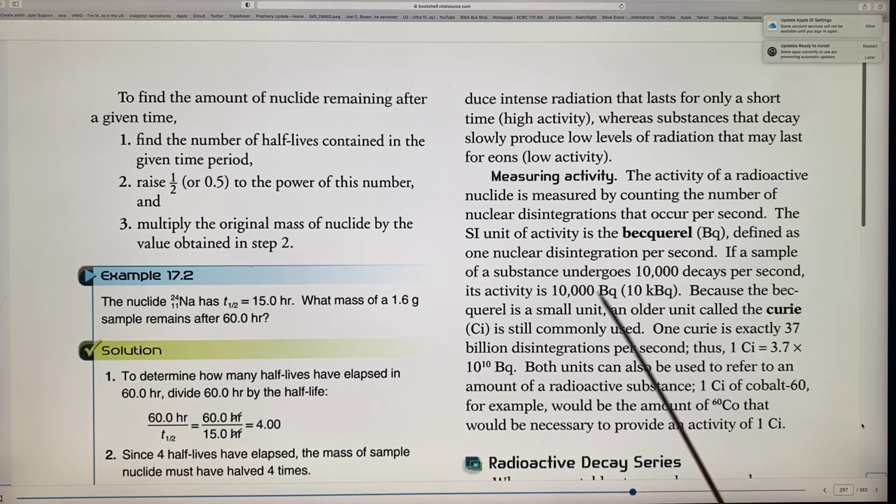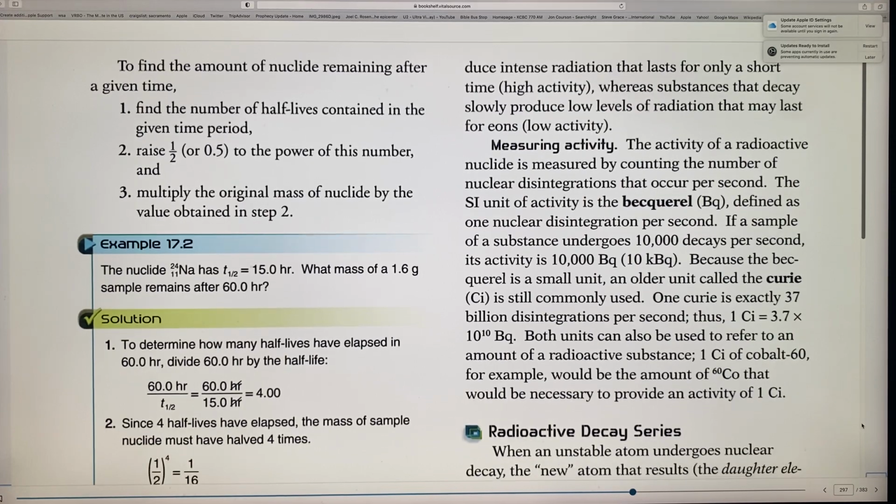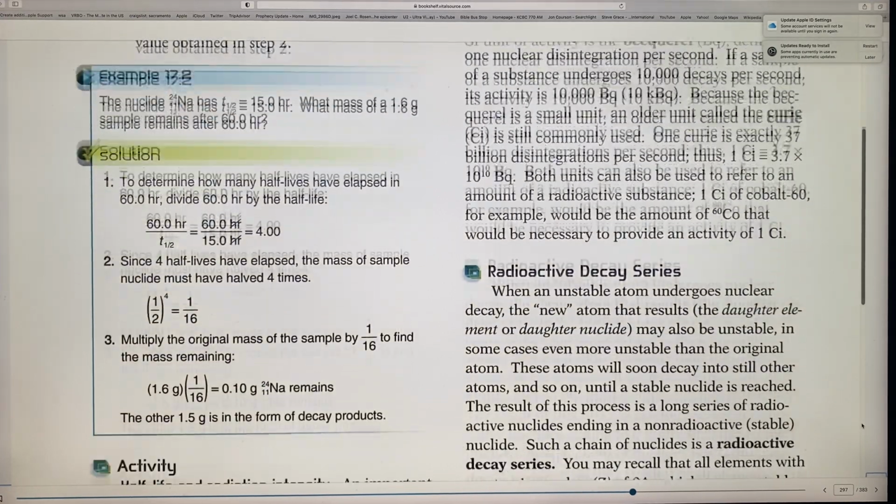radioactiveness, the activity of radioactiveness. So 1 curie is actually 37 billion disintegrations per second, and that's 3.7 times 10 to the 10th. Both units can be used to refer to the amount of radioactive substance. So we're talking about the radioactive activity of it, right? So that's just the measuring devices, just to recognize those things.